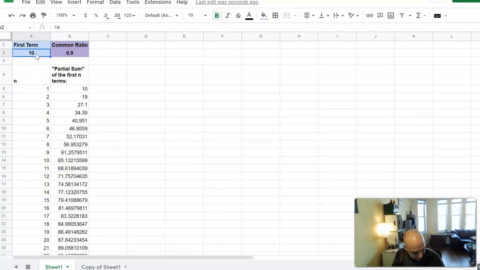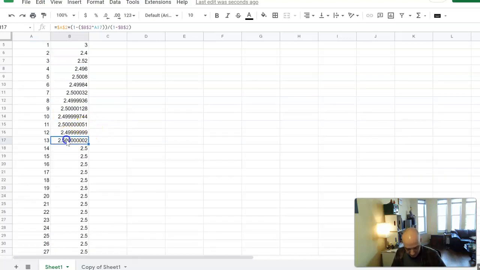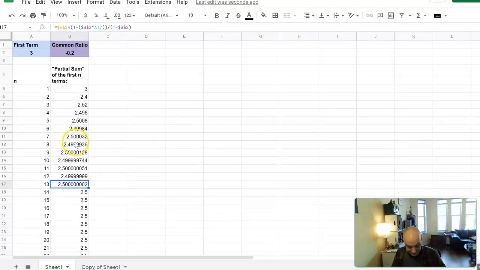What if we have a first term of 3? I'm going to make a negative ratio. Negative 0.2. Ooh, right. All right, 3. So we're going down, then up, then down, then up, right? Because we're alternating down, up, down, up, down, up. But it looks like it's going to get stuck at 2.5, in fact, really quickly.